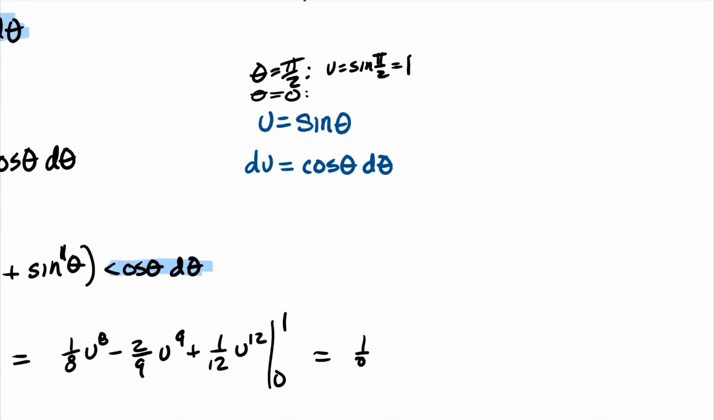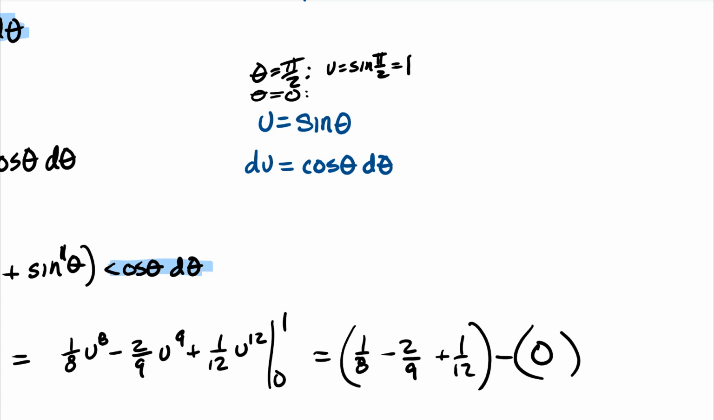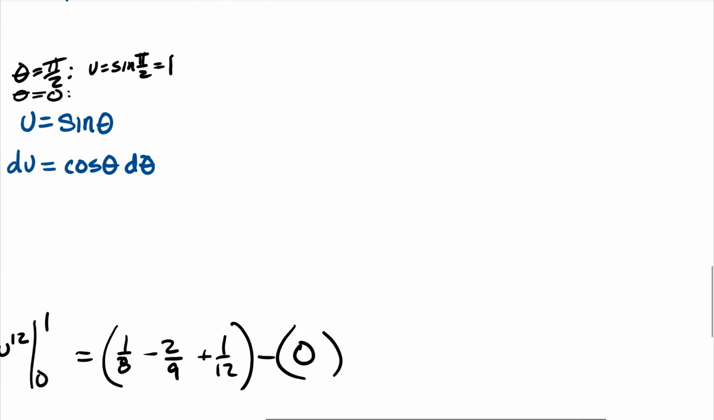Fortunately, we're plugging in zeros and ones. So this is going to be 1/8 minus 2/9 plus 1/12 minus 0, right? Oh, we got to put those fractions together. I think 72's our guy. That's the one. So that one's going to need a 72.